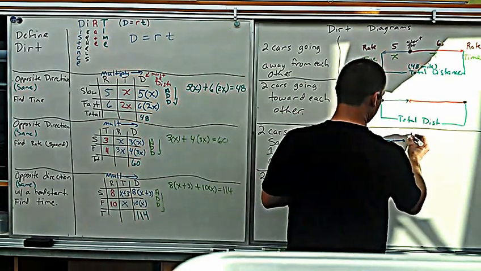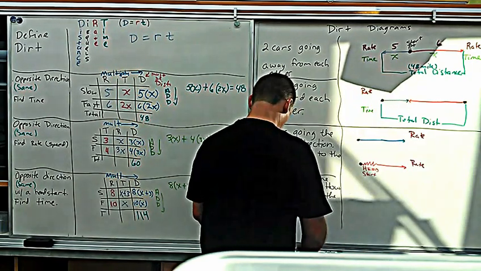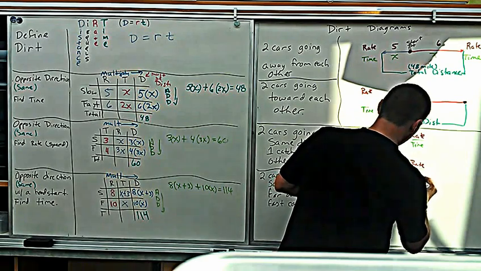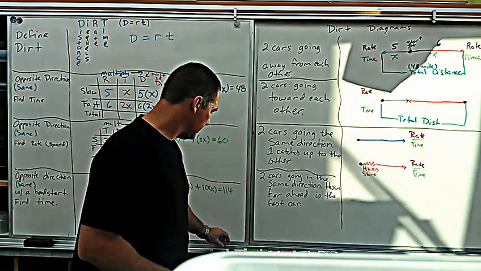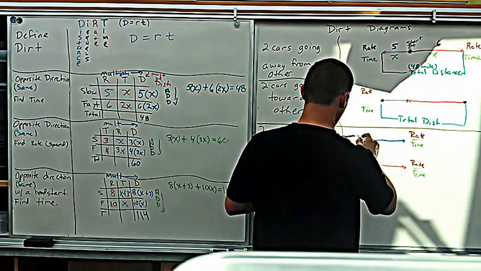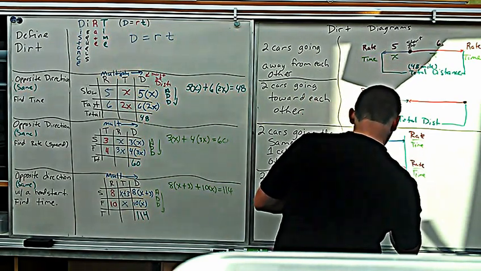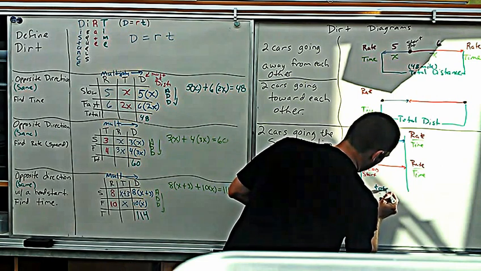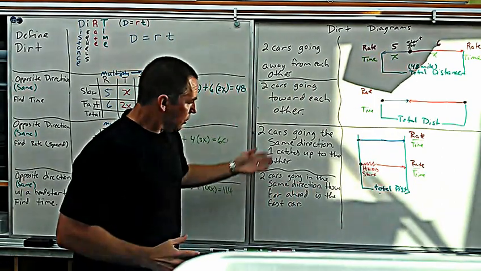On top of the line is rate. On top of this line is rate. On the bottom of the line is time. And the bottom of the line is time. Okay, and then this one, we have the distance is the same. So the total distance between here and here is the same. And that's important. Okay? Total distance is the same.